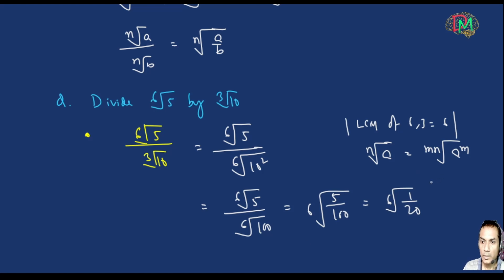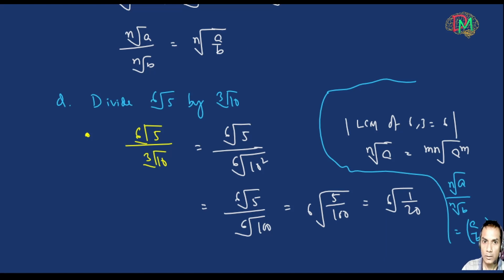So this we get from the radical law, that is, if the order is the same, the nth root of a divided by the nth root of b, we can write as the nth root of a by b.